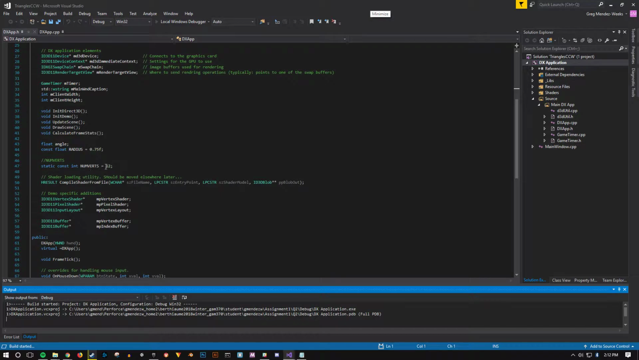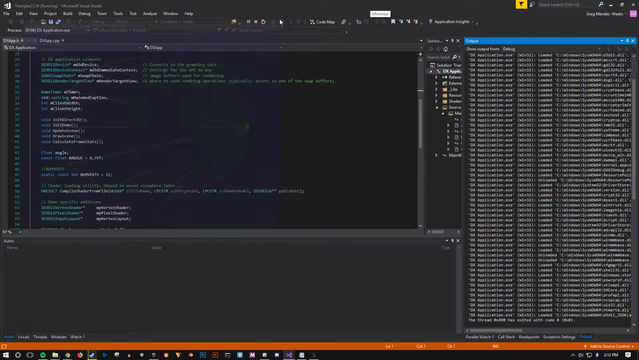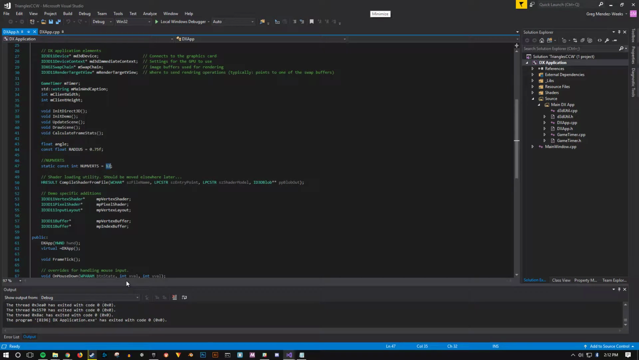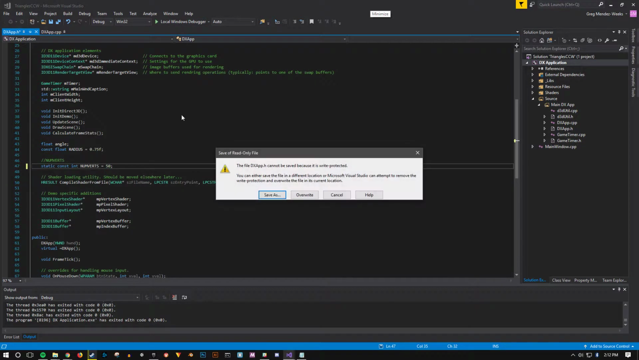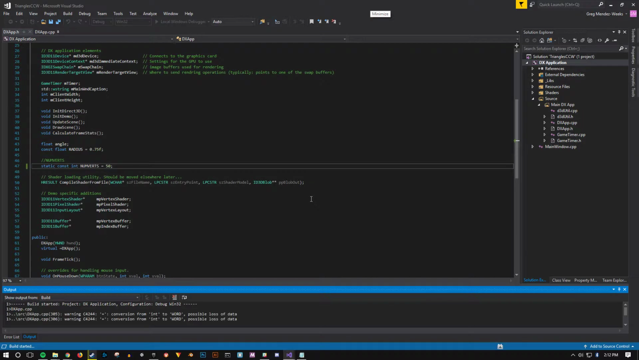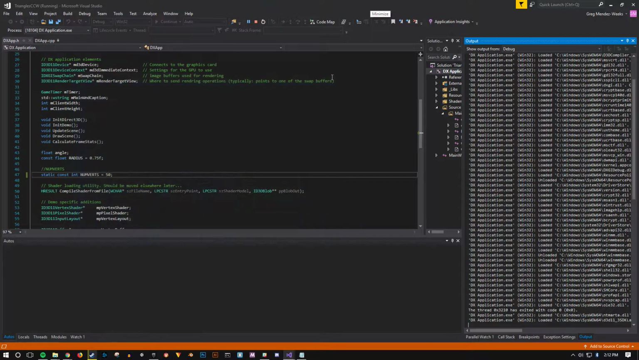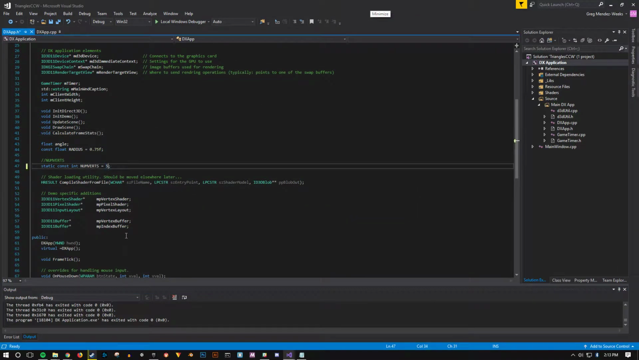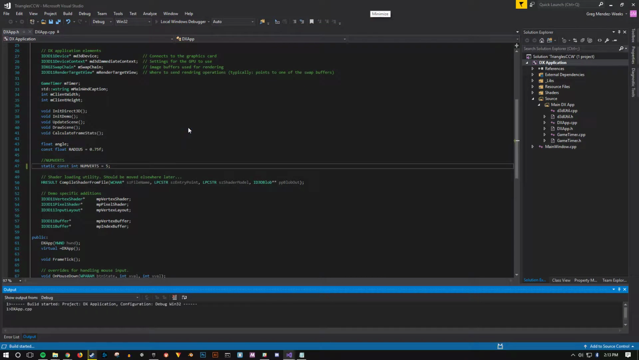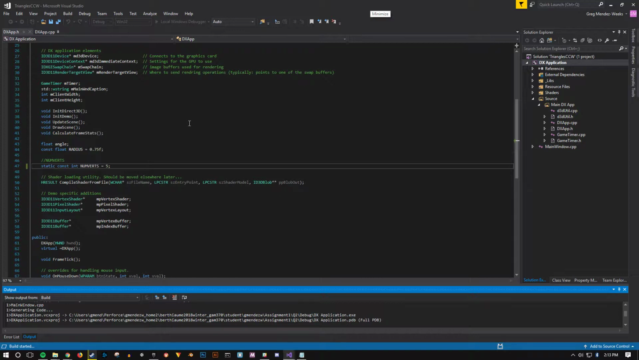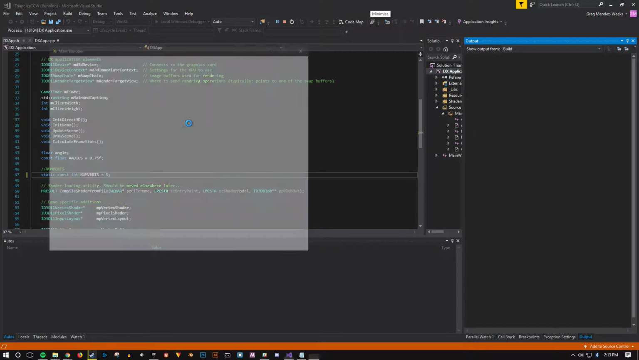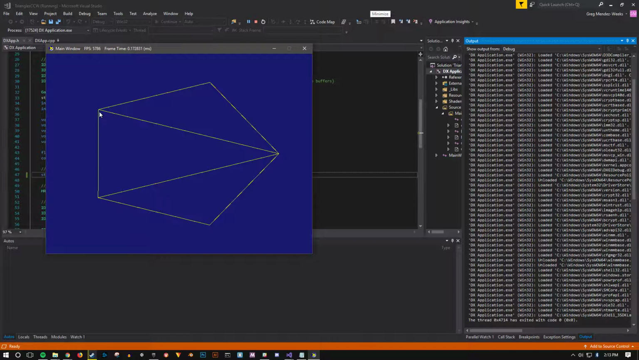I'm going to change the number of verts just so you can see that this is working as intended. So let's bump it up to like 50, something crazy. Oh man, it's taking a while. There we go. So it's creating this circular shape. Let's go down to like 5. Alright, there we go. And it's all completely uniform.